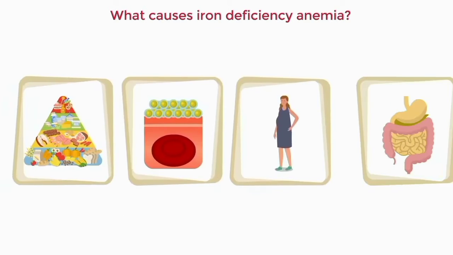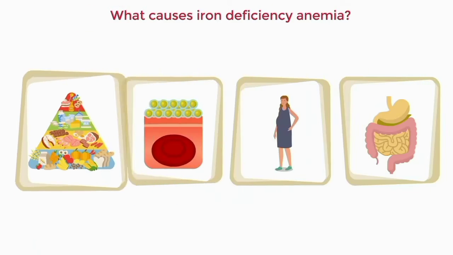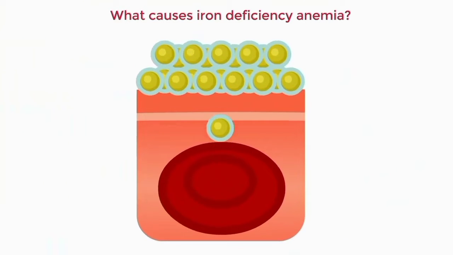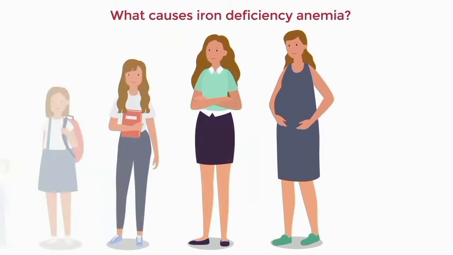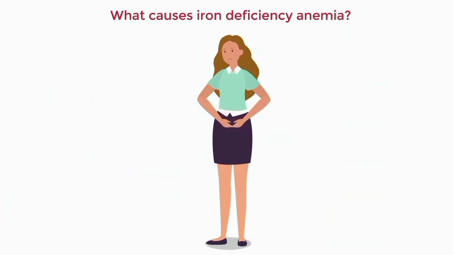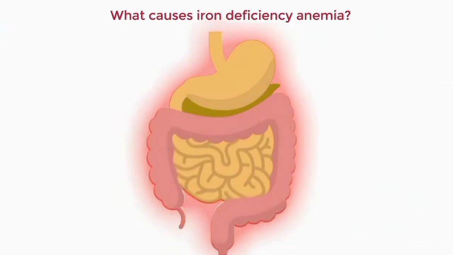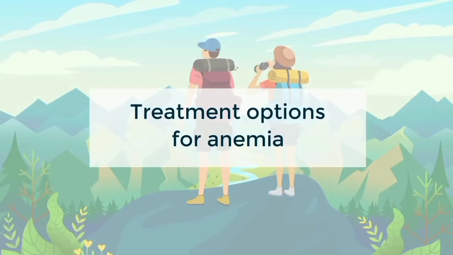Possible factors that may lead to iron deficiency anemia include inadequate dietary intake or poor absorption of iron. There are periods of life with high demands for iron, such as pregnancy and growth. Iron loss through blood, such as in heavy menstrual cycles and in gastrointestinal bleeding, are common causes for the development of iron deficiency anemia.